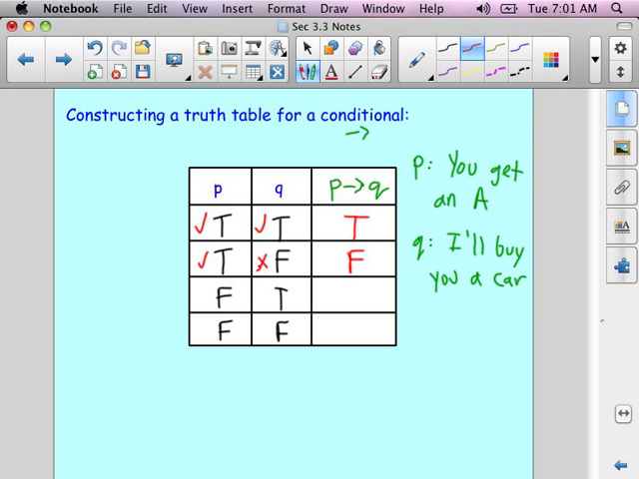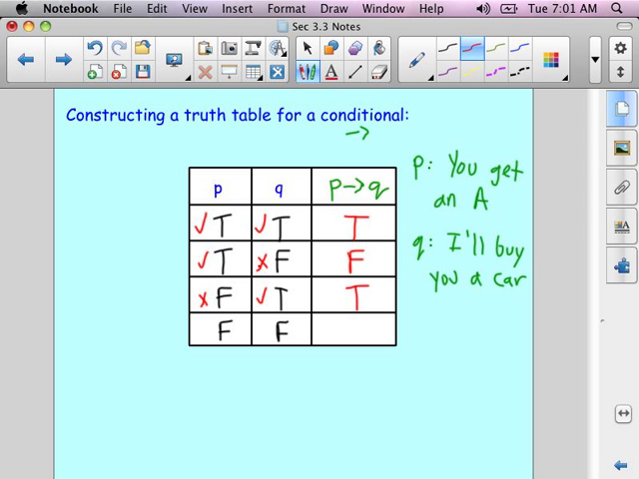Now let's say for the next one, you didn't get an A, but I bought you a car anyway. It may seem like, well, that's not what you said, but I didn't lie to you. I just said if you did get an A, I'd buy you a car. I didn't say anything about what would happen otherwise. Maybe I was going to buy you a car anyway. Maybe I already had one sitting in the driveway waiting for you. I didn't lie there. It's kind of a weird situation, but if you didn't get the A and I still buy you a car, I didn't say anything wrong. That is true.